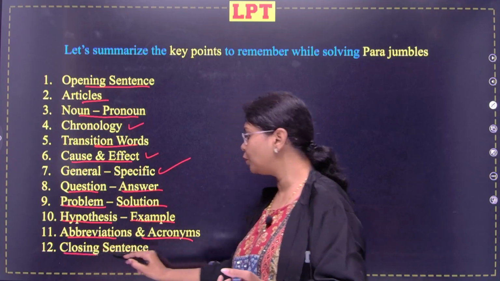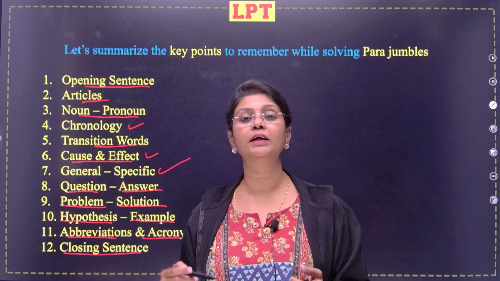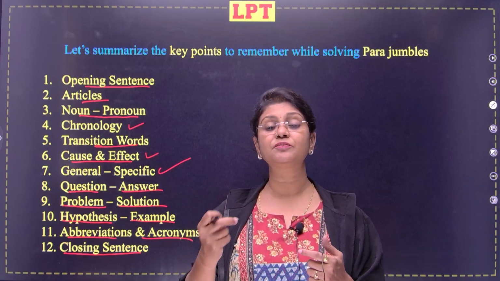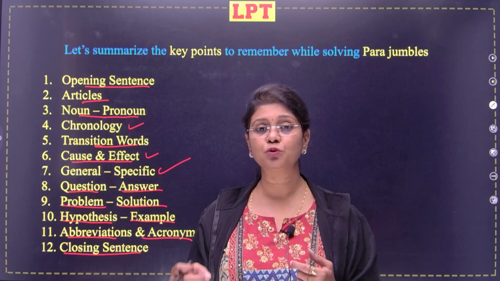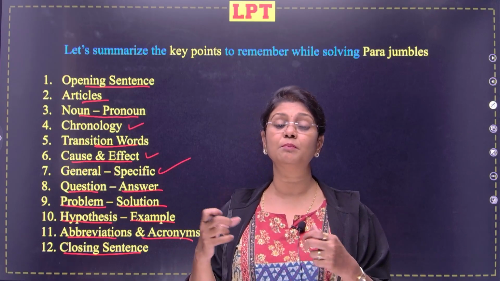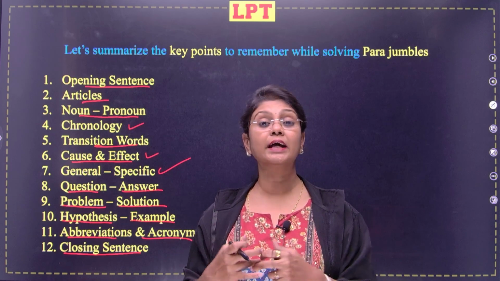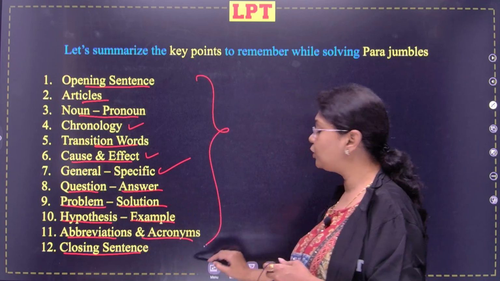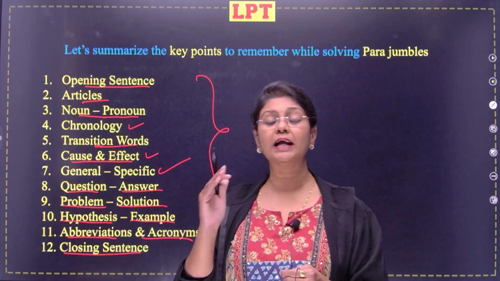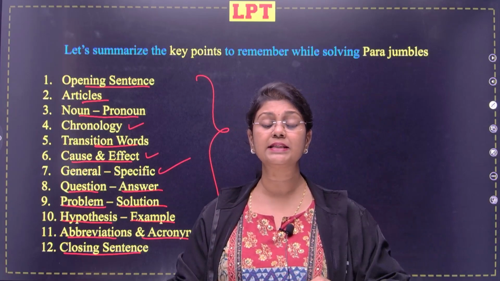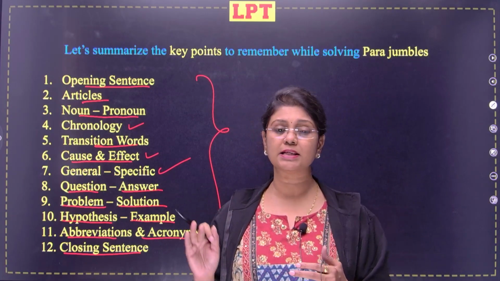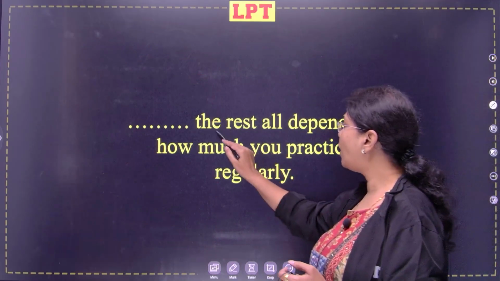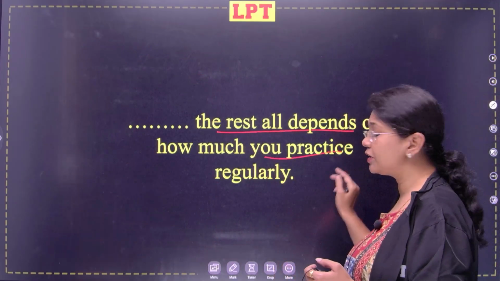Then you have the closing sentence. The last thing that we are looking at, sometimes you would be able to look at the sentence and say that this is most likely to be the closing sentence because it summarizes the paragraph or it concludes the paragraph. So these are the indicators that we are looking at. Just make sure that you are clear with your basics and you practice as many questions as possible. Right, and the rest all depends on how much you practice regularly.